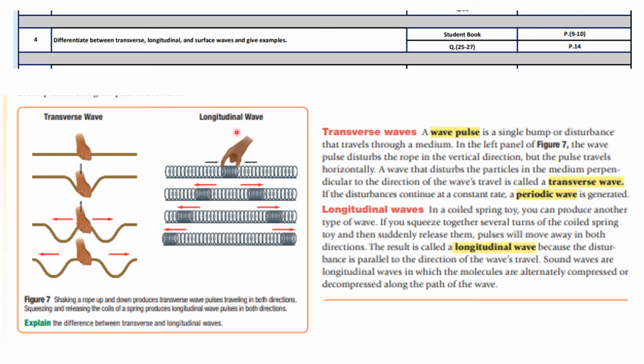On the other hand, here is the longitudinal wave, where the amplitude is moving back and forth on the same line, on the same axis, to the front and to the back. And that's what we mean by a longitudinal wave. A good example of a longitudinal wave is the sound wave.